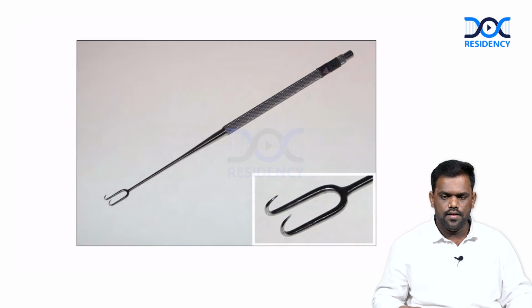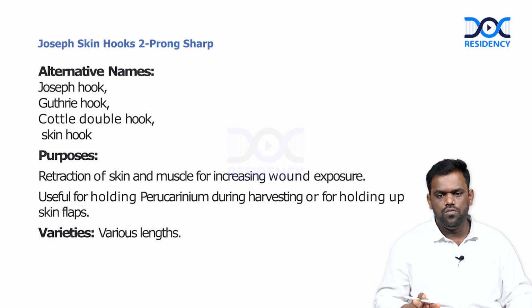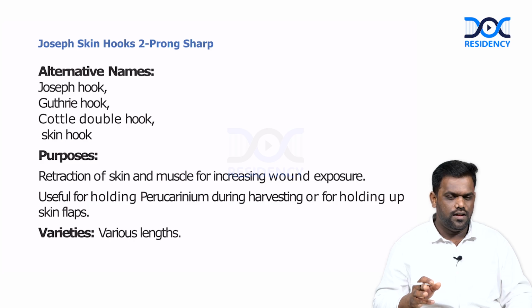Identify the hook. This is your Joseph skin hook with 2 hooks present here. These are 2 prongs, and the prongs are sharp. The previous one was blunt; here it is sharp. This is otherwise called the Joseph hook, Guthrie hook.